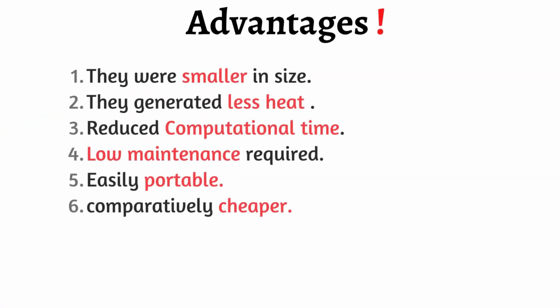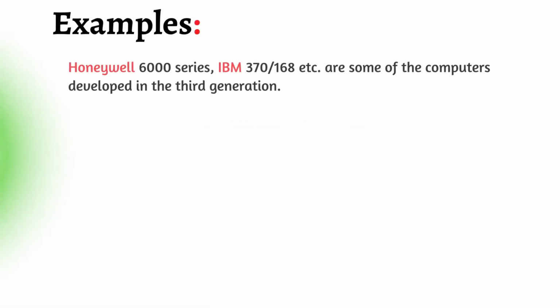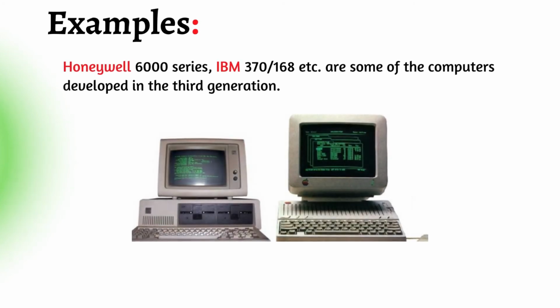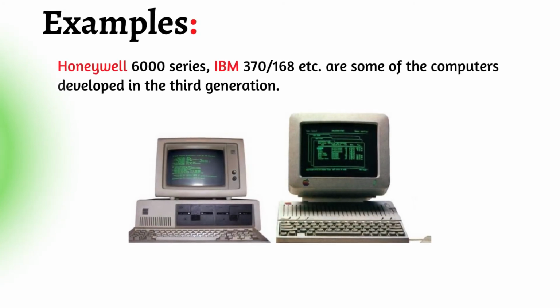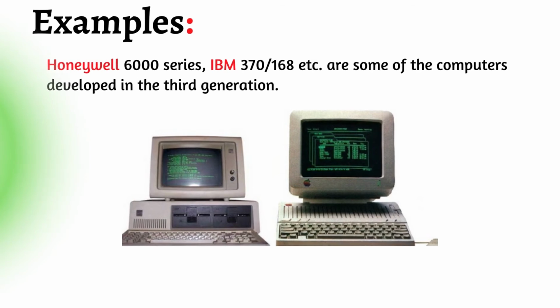Advantages. They were smaller in size. They generated less heat. Reduced computational time. Low maintenance required. Easily portable. Comparatively cheaper. Examples: Honeywell 6000 series, IBM 370/168 etc. are some of the computers developed in the third generation.